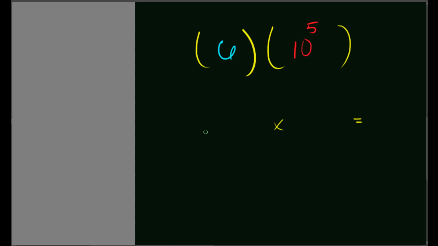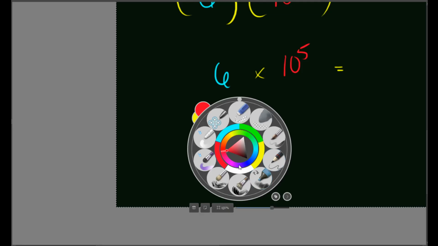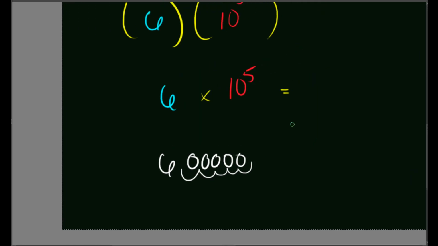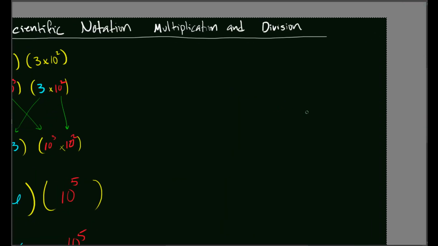Alright, so let's rewrite that in scientific notation. That's 6 times 10 to the fifth. What is that in decimal notation? That's just 6, then 1, 2, 3, 4, 5 zeros. So it's 600,000.